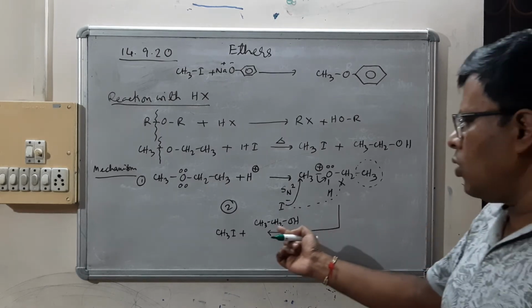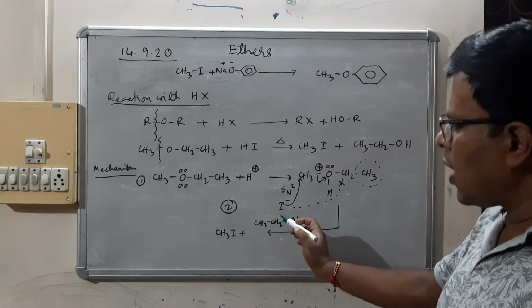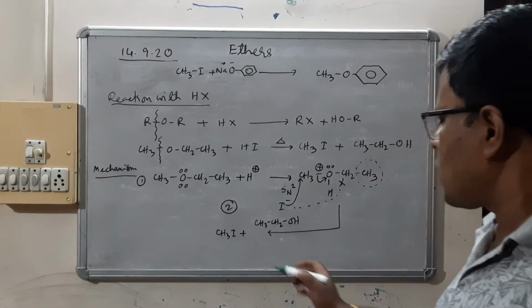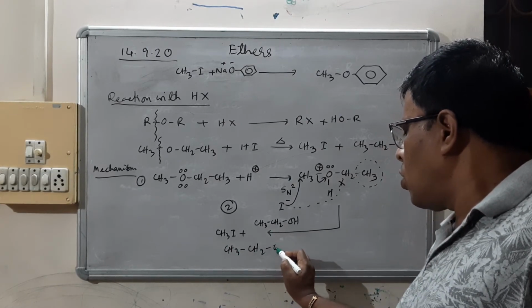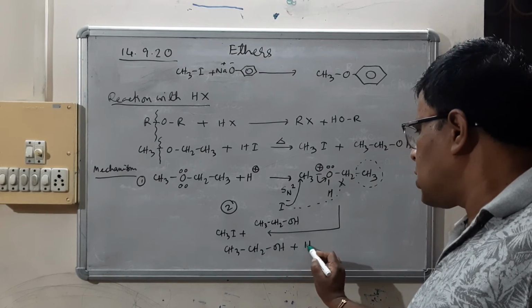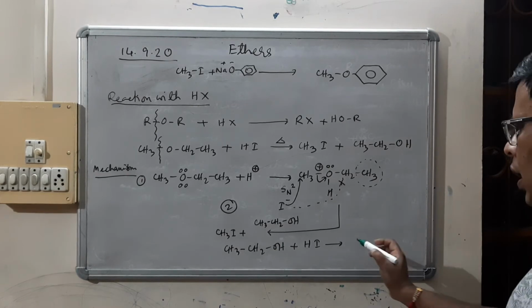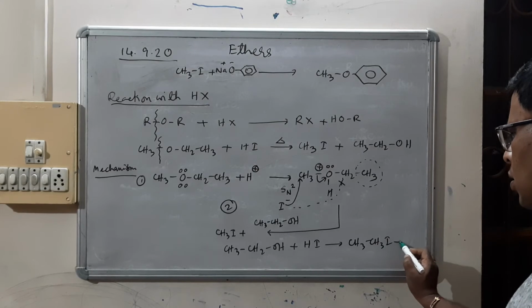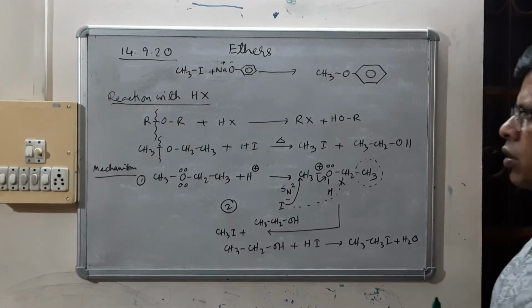One more thing let me tell you here is that this alcohol that is formed in the product can further react with HI if HI is in excess. If HI is in excess, this alcohol can further react with HI. This reaction you have studied already, and will give us CH3CH2I plus water. So this is how cleavage takes place.